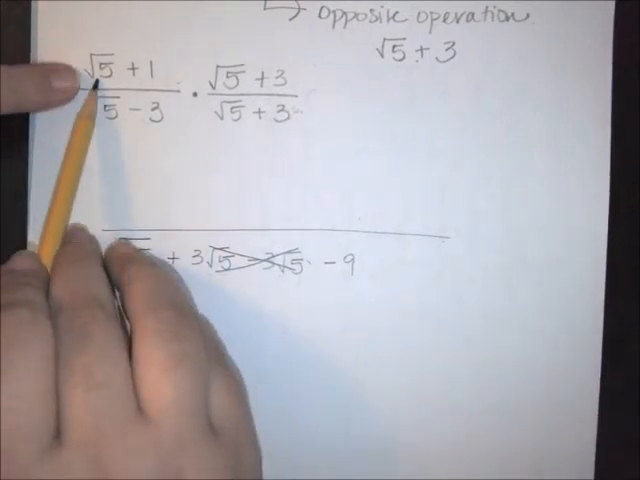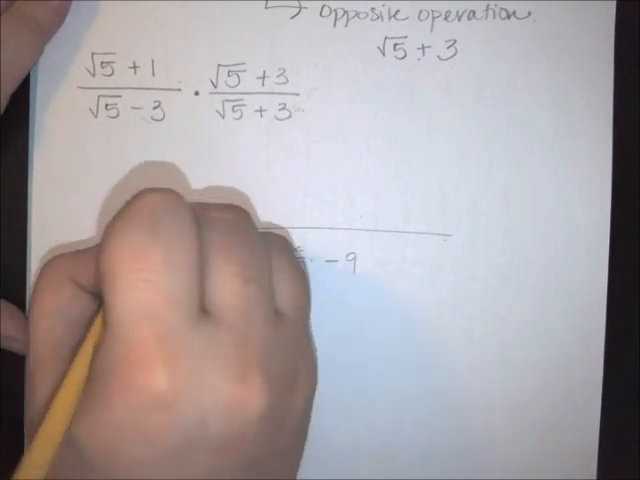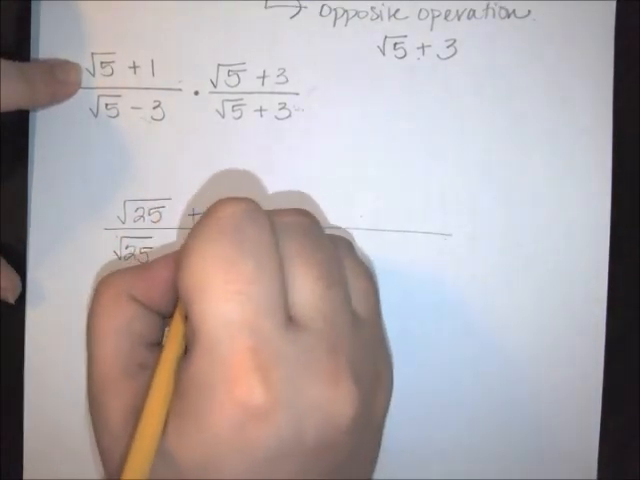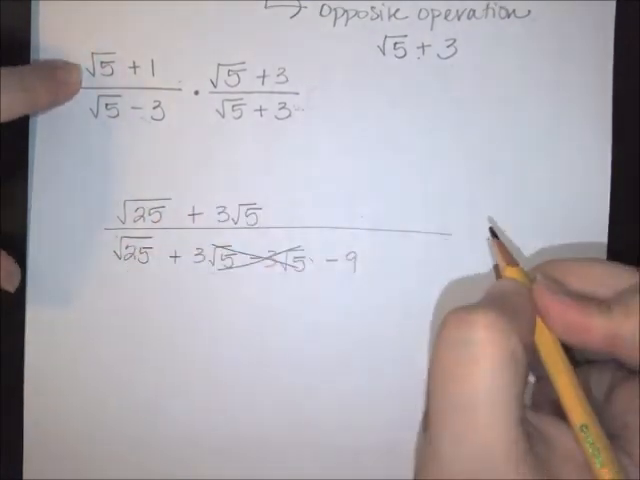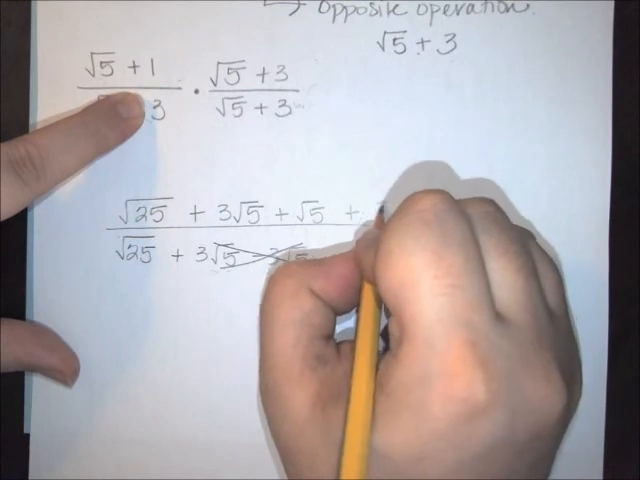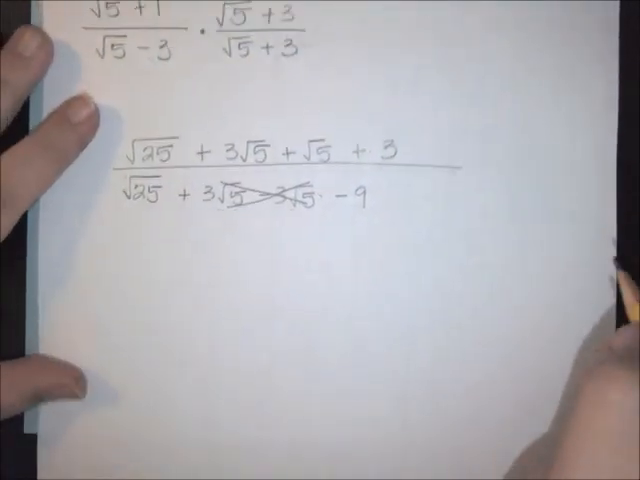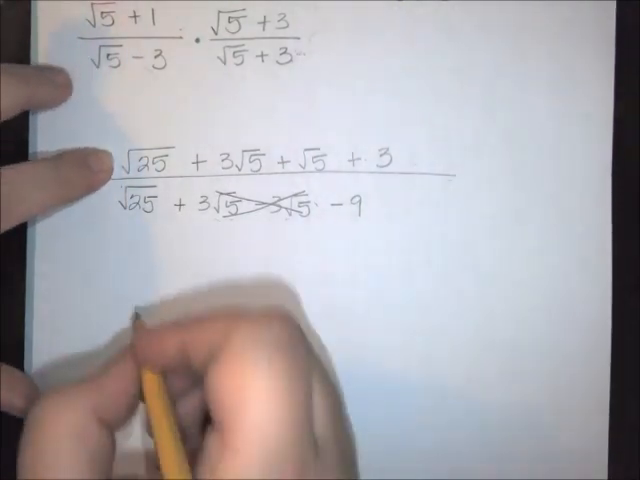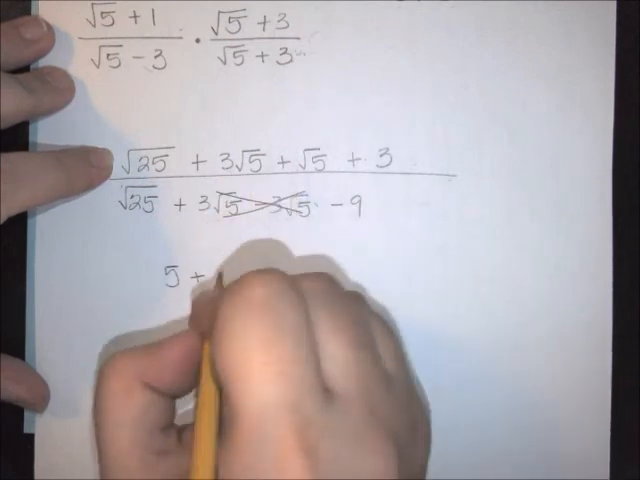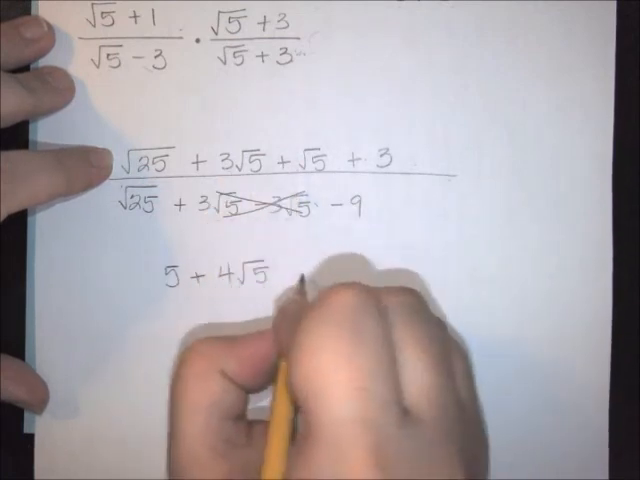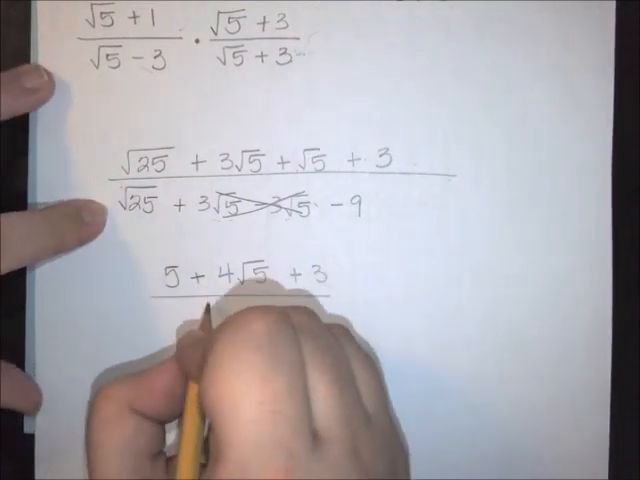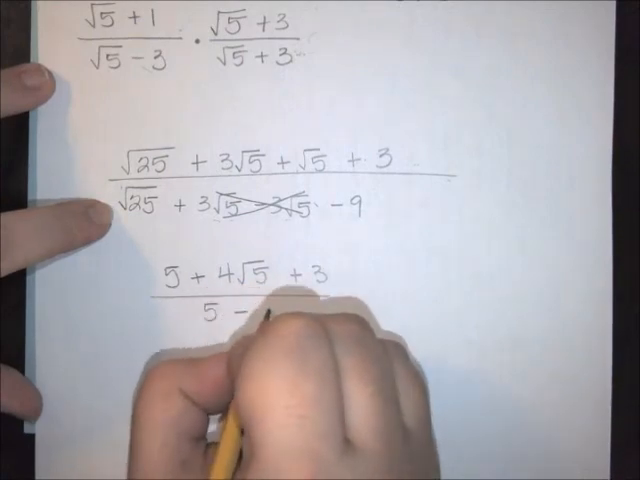So again, we're going to have the square root of 5 times 5, which is 25. Then we need to do our outers, so plus 3 square roots of 5. Do your inners, so plus the square root of 5, and do your last, plus 3. Now we can go ahead and simplify. So across the top, the square root of 25 is 5. So this is going to be 5 plus 3 plus 1 makes it 4 square roots of 5 plus my 3. And then to the bottom, square root of 25 is 5. So this becomes 5 minus 9.